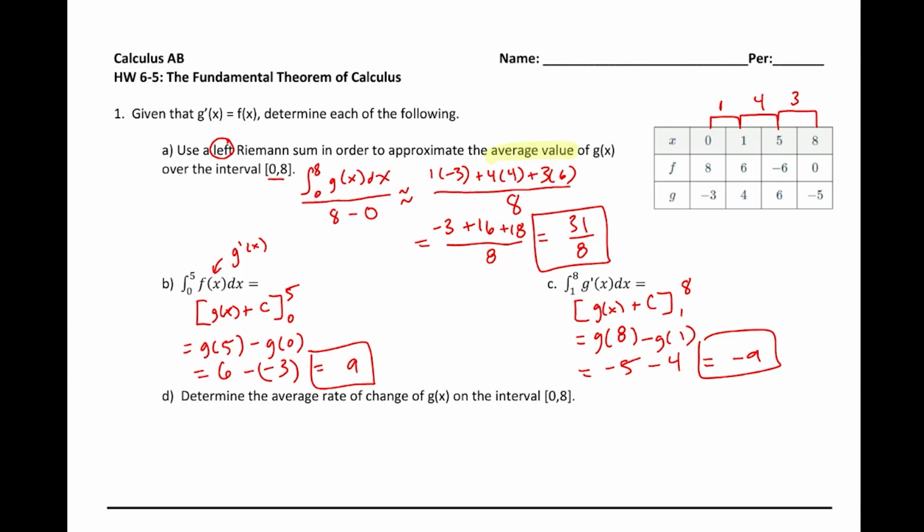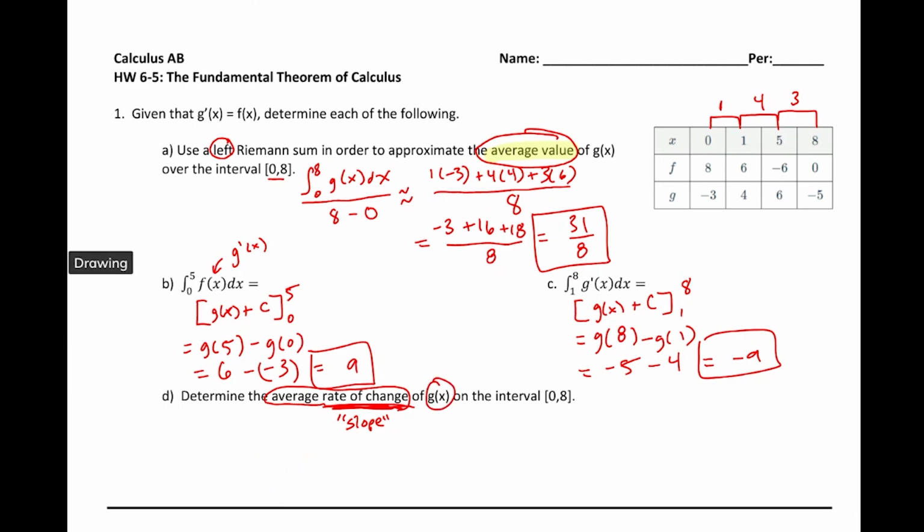So here we're finding the average rate of change, which is different than finding the average value. In part A, we looked for the average value. In this case, we're looking for the average rate of change. When you see that phrase, rate of change, you should be thinking slope. So to find the average rate of change, we're just going to use the slope formula. The classic slope formula from back in Algebra 1 is y2 minus y1 over x2 minus x1.